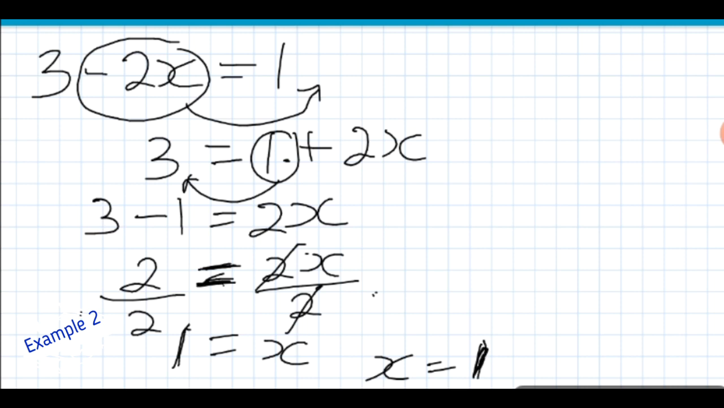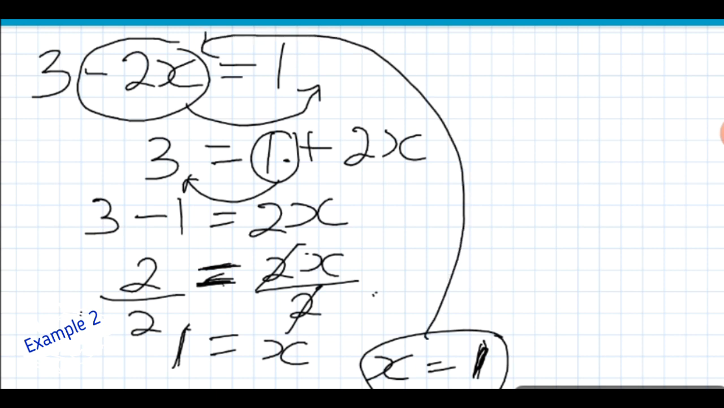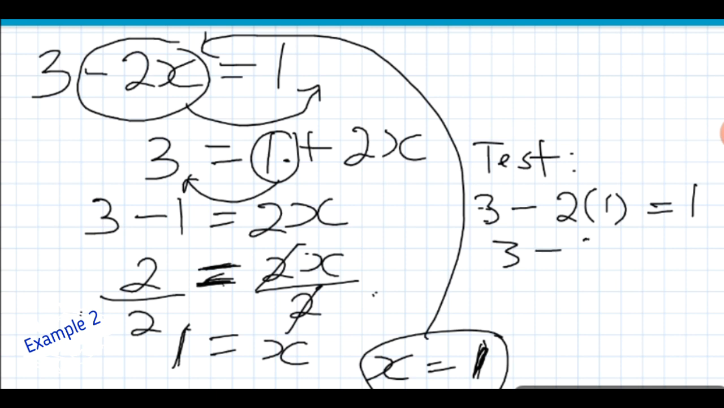Right, and if you test by putting this value of x equal to 1 back into the original equation, let's do the test here on the side. 3 minus 2 times x, so 2 times 1, equals 1. 3 minus 2 times 1 is equal to 2. 3 minus 2 is equal to 1. And yes, that's correct. 3 minus 2 is equal to 1.